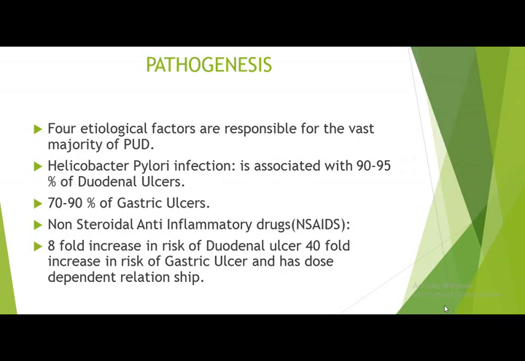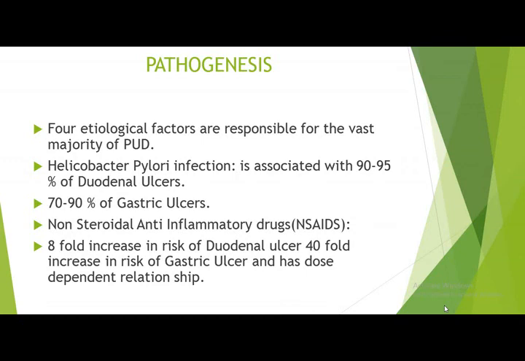Non-steroidal anti-inflammatory drugs have a proven role. People who are on non-steroidal anti-inflammatory drugs are prone to develop peptic ulcer disease. There is an 8-fold increase in the risk of duodenal ulcer and a 40-fold increase in the risk of gastric ulcer, and it has a dose dependent relationship. What is a dose dependent relationship? Once you stop those medications, the disease will not progress, but whatever damage it has done to the mucosa will remain, and that needs treatment for healing of the mucosal ulcers. However, the disease will not progress once you stop taking these non-steroidal anti-inflammatory drugs.